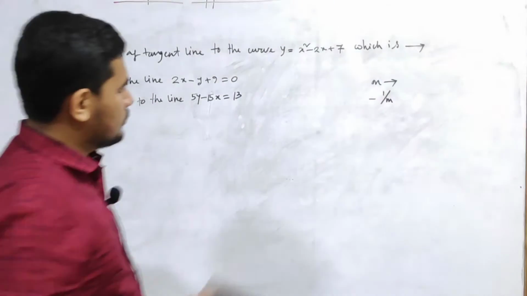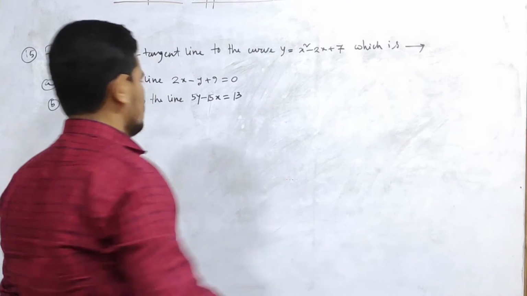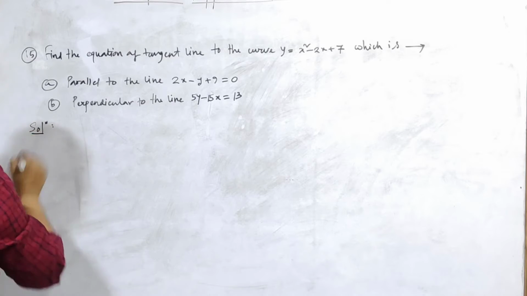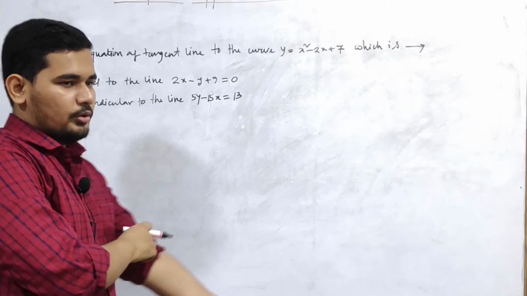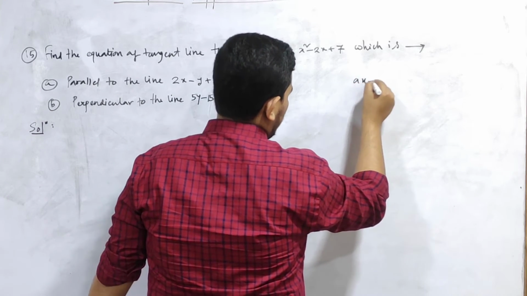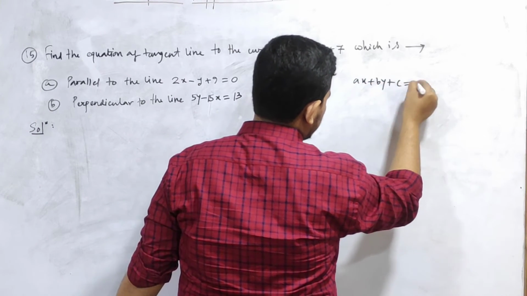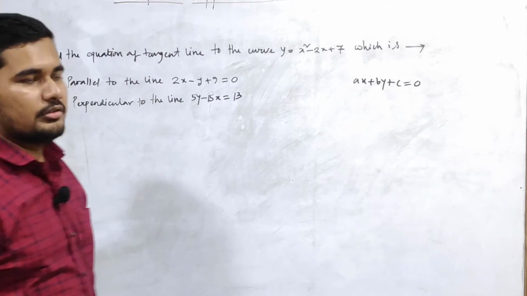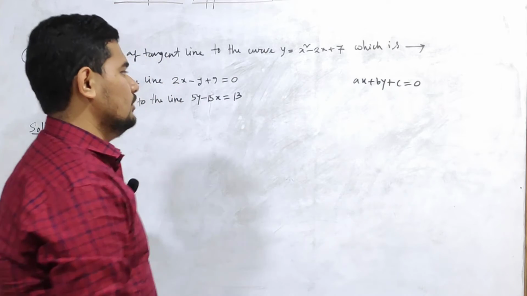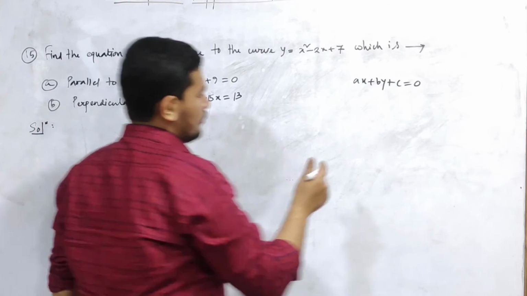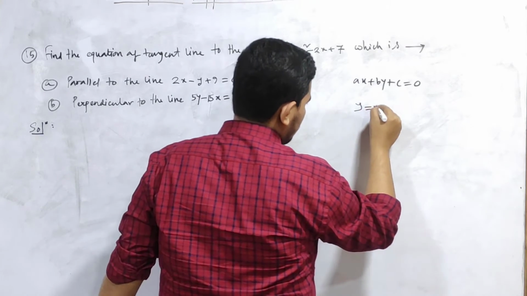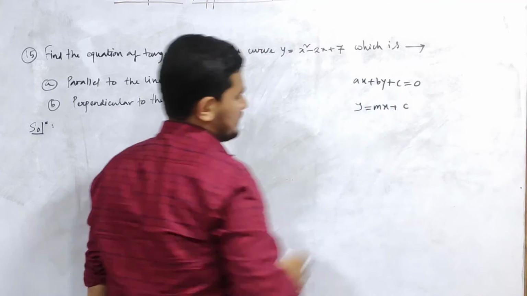So now I will solve the first part. The second part is also very similar to the first part. So before solving this problem, there is a simple concept. Let's suppose there is a straight line ax plus by plus c equal to 0. So what is the slope of this line? To know the slope of this line, always try to find out the equivalent form of this line in this form, that is y equal to mx plus c.